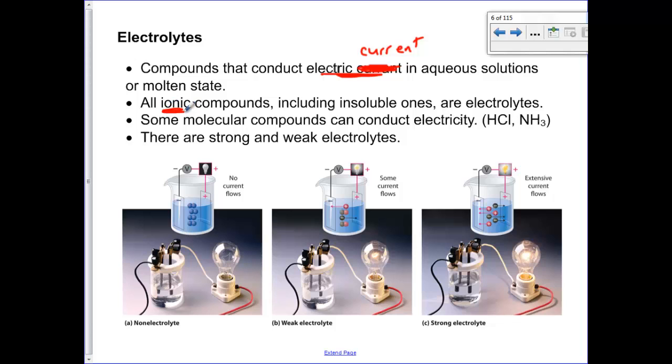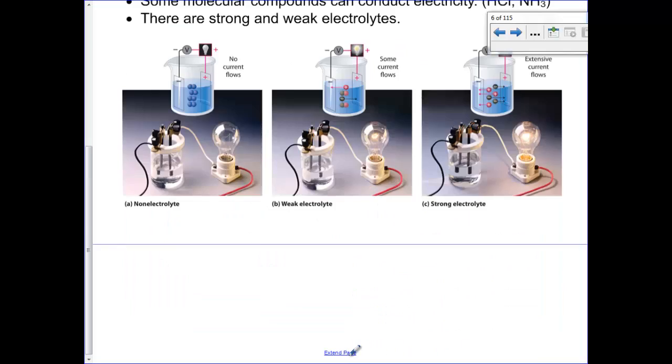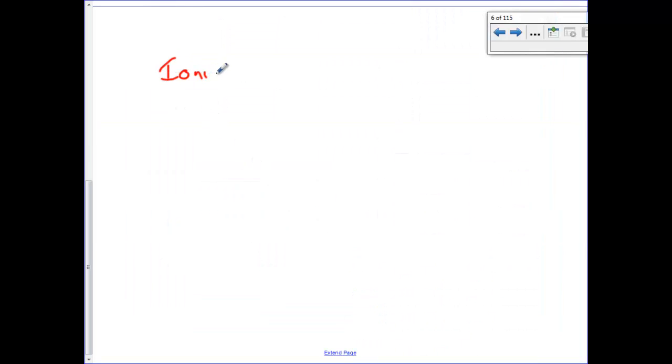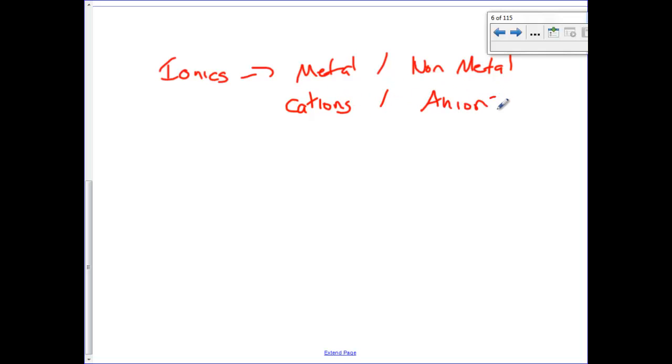Okay, here's what I need you guys to know. All ionic compounds are considered electrolytes. So if I tell you that a compound is dissolved in water, it should conduct electricity. You guys remember what ionic means? That's like non-metal. Let's talk about that for a second here. Ionics are made of, usually we say a metal and a non-metal. But maybe a better way of calling them is they're made of cations and anions.